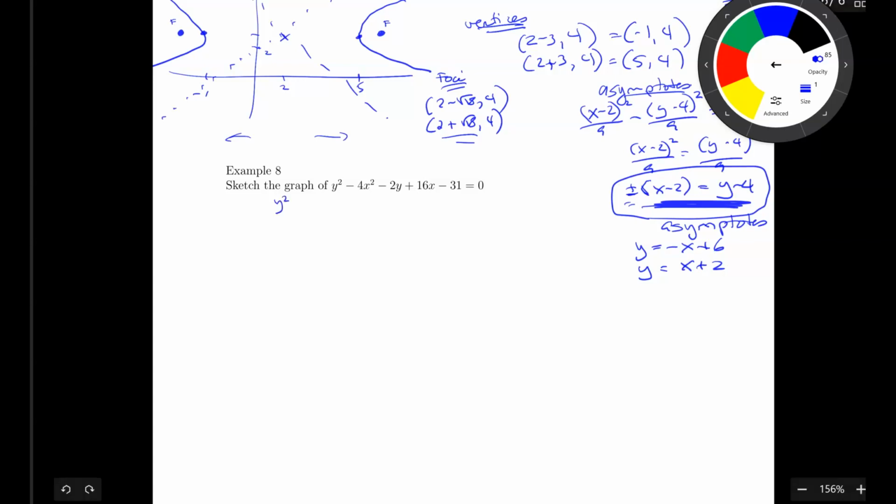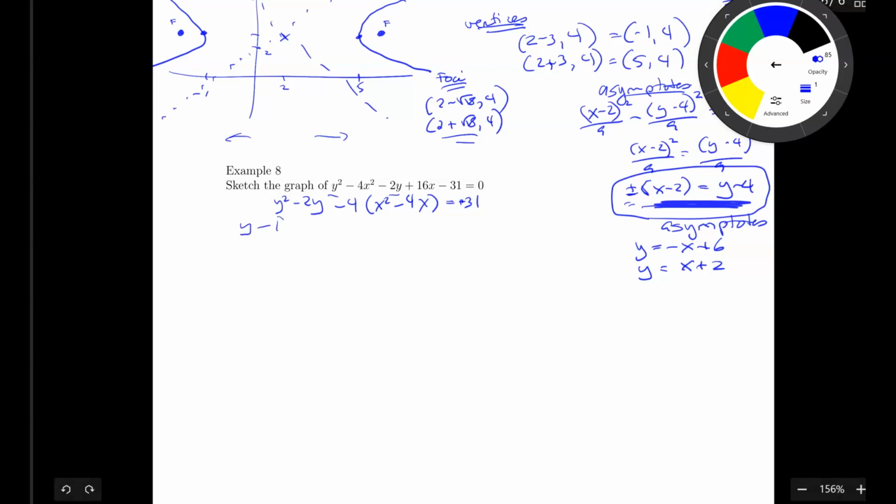All right, y squared minus 2y, gathering the y's together, and let's gather the x's together and factoring out the -4. So x squared minus 4x, and then I'm going to put the 31 on the other side. Oops, it turns into a positive 31, doesn't it? Okay, so let's complete the square on this.